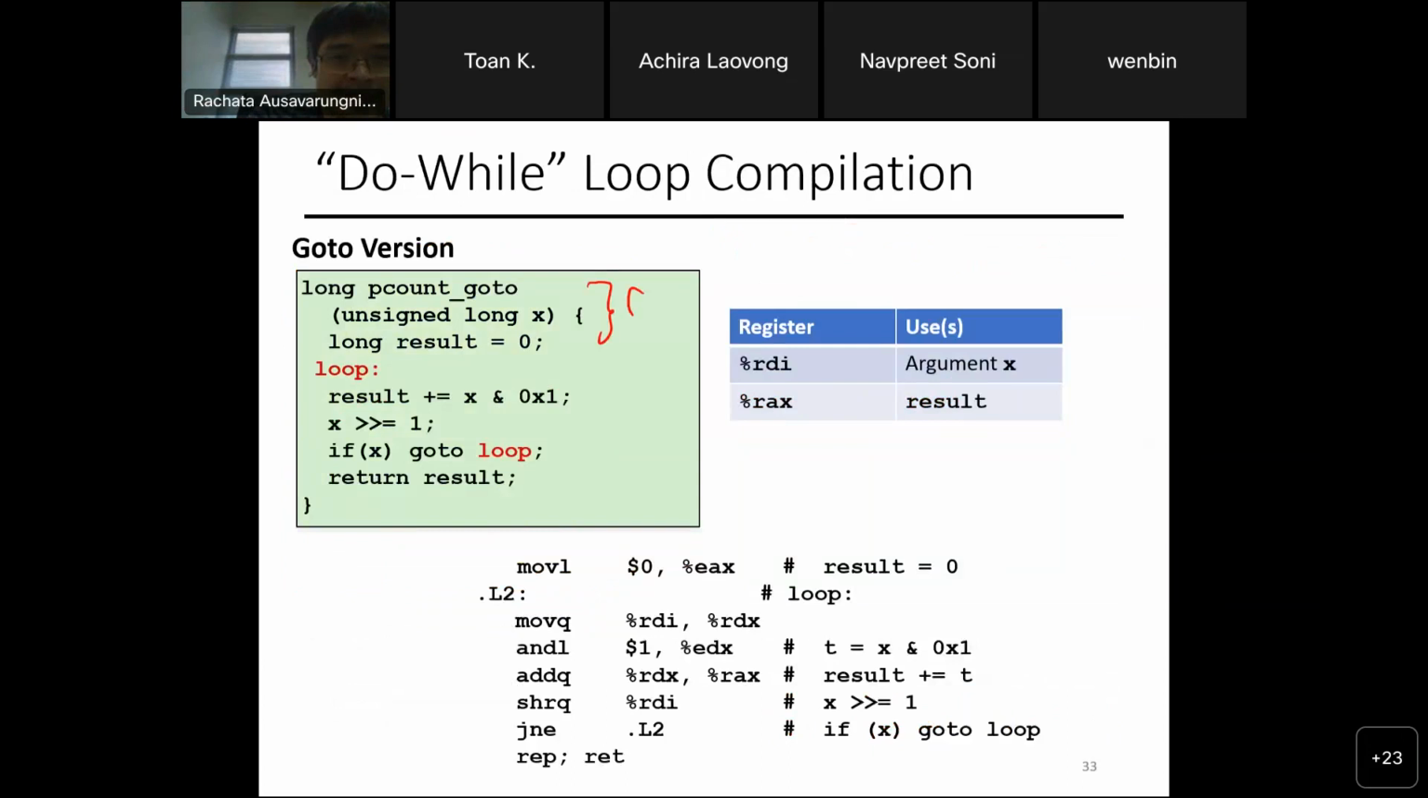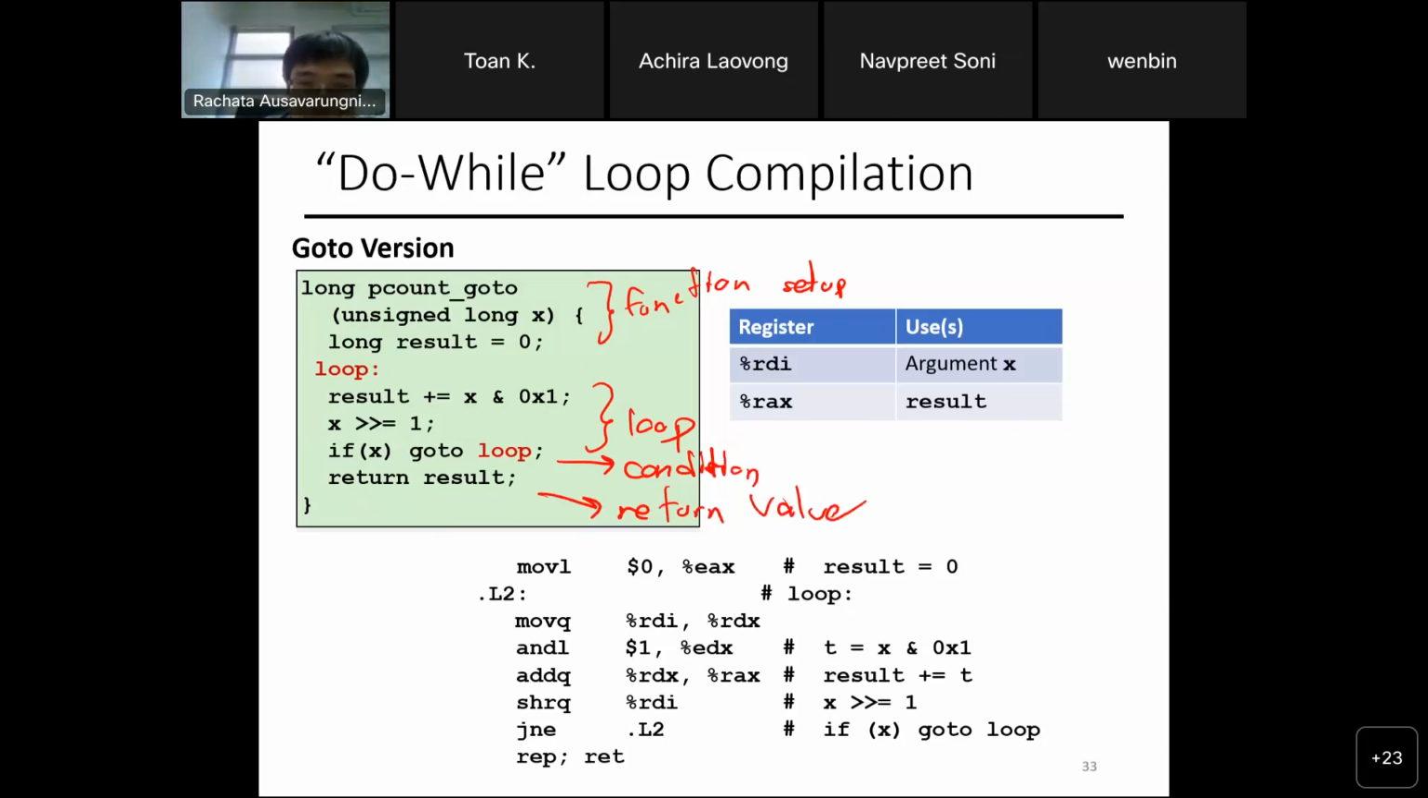This is the function setup. So I'll call different portions of your code like this. Function setup. This is your loop. And this is your condition, right? And this is your return value.